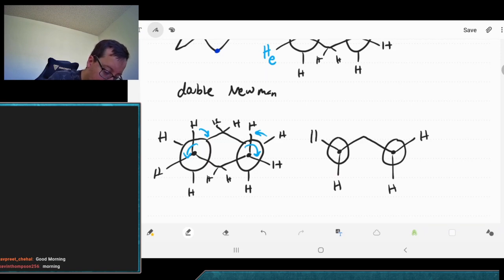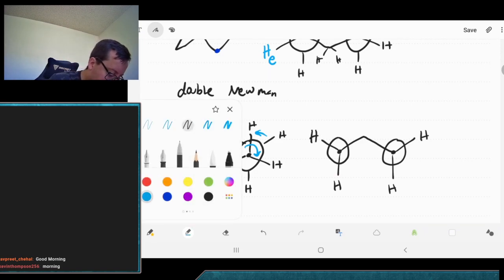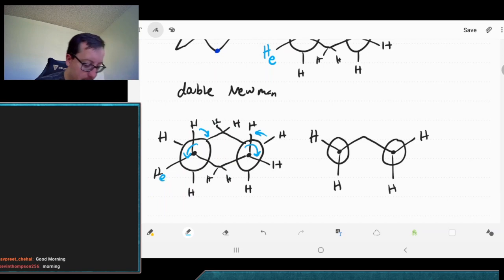So just looking at the front carbon right now. This was our equatorial hydrogen. This one is now in an axial position as we've rotated it. So we've just flipped our chair. This is now an axial hydrogen. So what used to be an equatorial hydrogen becomes an axial one. But notice it's still pointing down. So this is just the same thing as before, but everything's going to be pointed the opposite way.